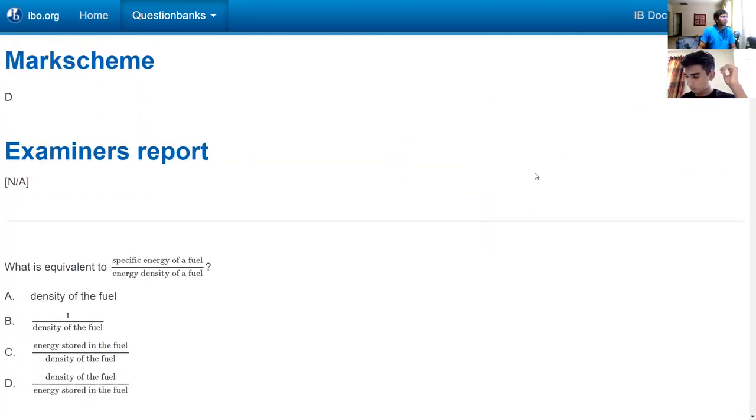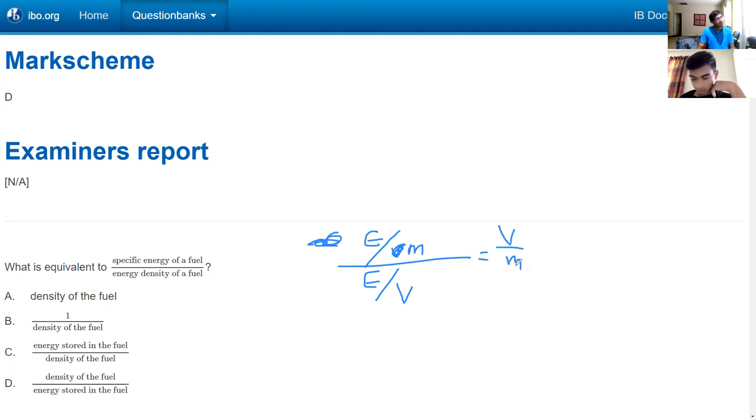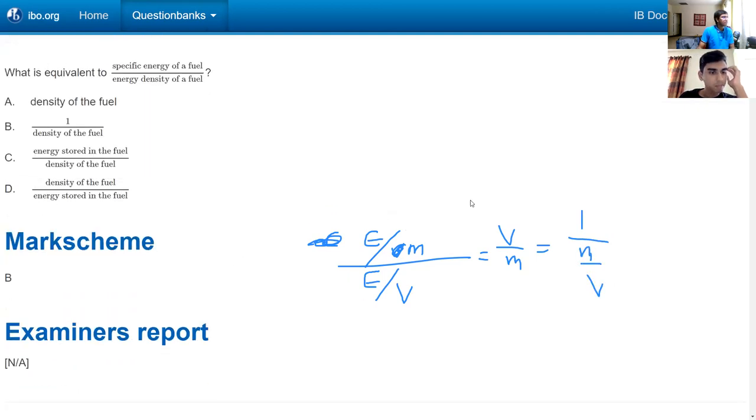Which of the following is equal to specific energy of a fuel over energy density? Specific energy is energy over mass, and energy density is energy over volume, right? Yes. Whenever I hear specific, I just think mass. It's the same with specific heat and specific latent heat, right? So this is going to be V over M, which will be 1 over the density, because density is mass over volume, right? Yep, exactly. So V, I would say. Good, okay.